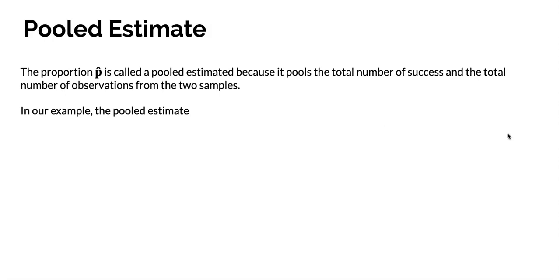Before I go there, I want to talk about one more thing. Pooled estimate. Take a look at the proportion P hat. You notice how I said P1 hat and P2 hat in chapter 10 when we first started. P1 hat represents the sample proportion from the first sample, and P2 hat represents the sample proportion from the second sample. But what do I mean by just P hat in general? It's called a pooled estimate because it pools the total number of successes and the total number of observations from two samples. So guys, we had two samples, right?